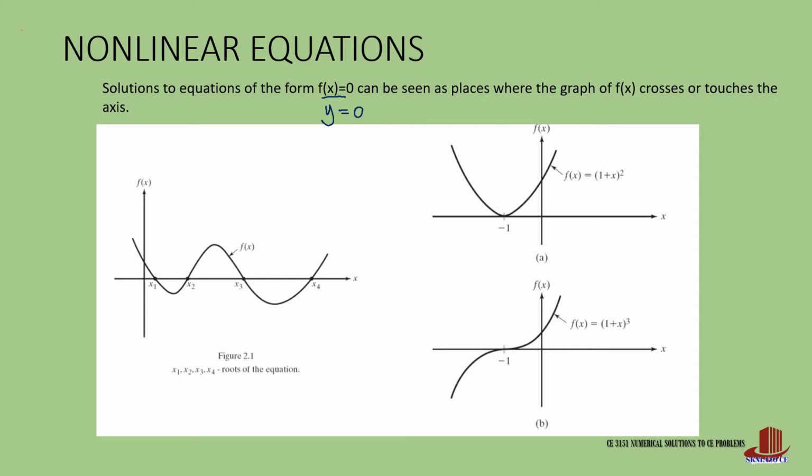For the first figure, having the curve with the function f of x, we are to arrive at 4 x-intercepts or 4 roots of x. For figure A, where the equation shows the quantity 1 plus x squared, the x-intercept, or the function of x equal to 0, would arrive at the vertex. For figure B, the function 1 plus x cubed, showing that curve, the x-intercept would be at -1.